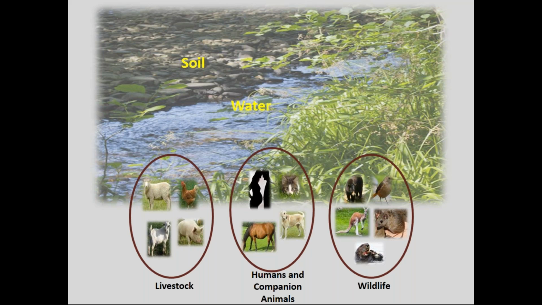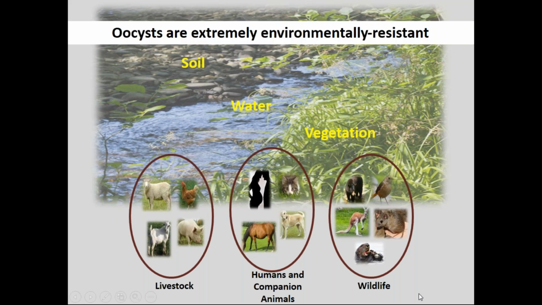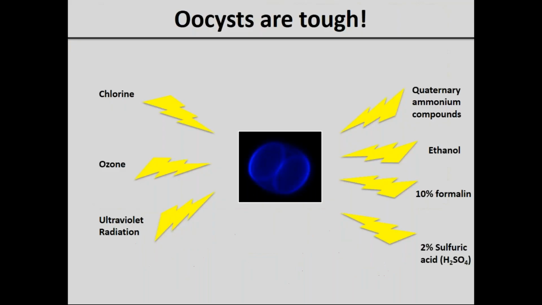So in the environment, oocysts can accumulate in soil, in water, and in vegetation, where they are a source of infection, as I mentioned, for livestock animals, for humans and companion animals, and also for wildlife. And oocysts are extremely environmentally resistant. So once in the environment, they can survive for months to years, depending on the environmental conditions. So under the appropriate temperature and humidity, they are quite hardy. And in fact, they are very difficult to kill.